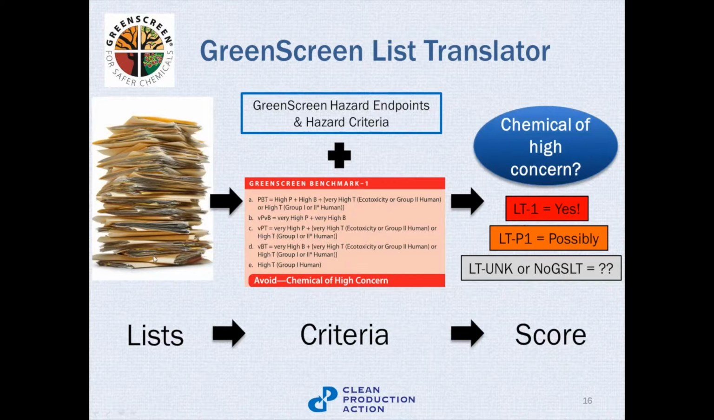And so this is just a visual representation of what GreenScreen List Translator does. It takes this information from the list, passes it through these hazard endpoints and hazard criteria, and then through the benchmark 1 criteria to assign a score. But really, it only answers the question, is this chemical a chemical of high concern? And it can be yes, possibly, or you don't know. This tool cannot identify safer alternatives. It can only identify known chemicals of concern. If you want to identify safer alternatives, this is a great first step for screening, and then you need to go to something more comprehensive.